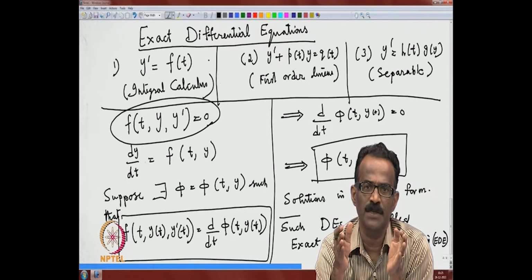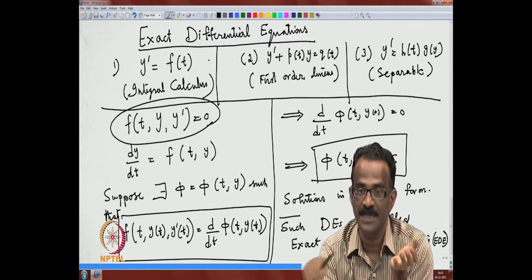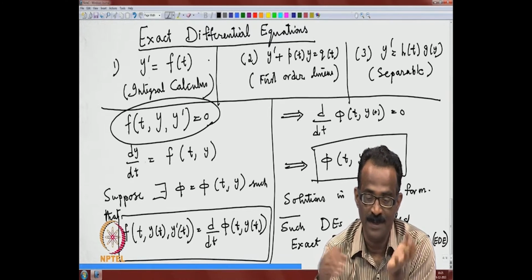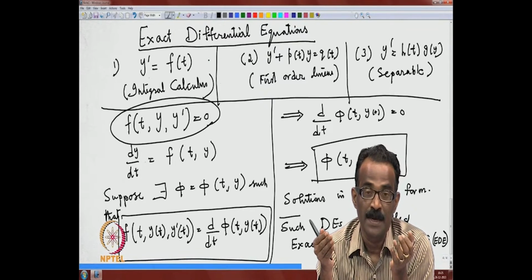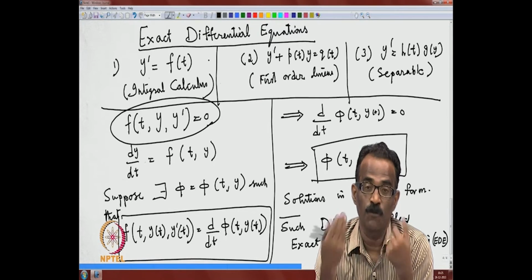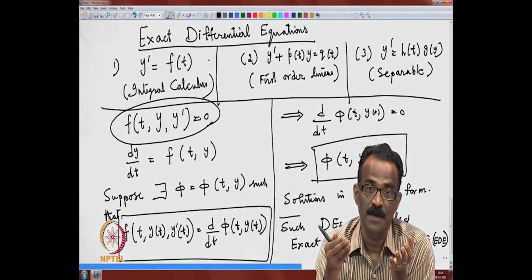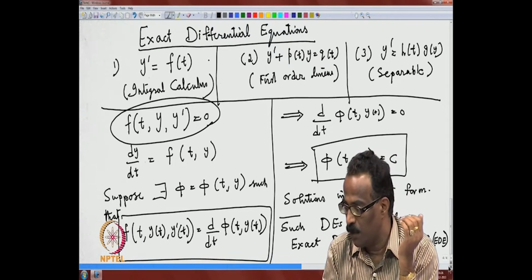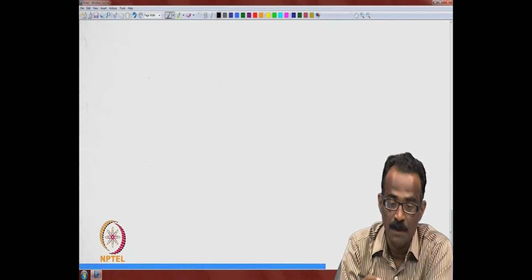If the given differential equation is exact, you can immediately find the solutions, as we have seen in the cases of integral calculus, first order, or separable equations. And if the differential equation is not exact, can you find some multiplying factor? Can you multiply the differential equation so that the multiplied equation is exact? With that multiplication factor in mind, we are going to see something more general.